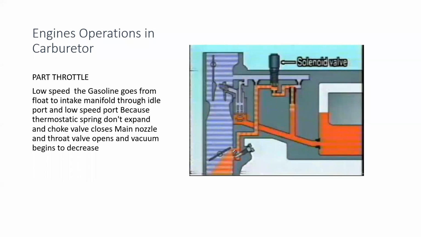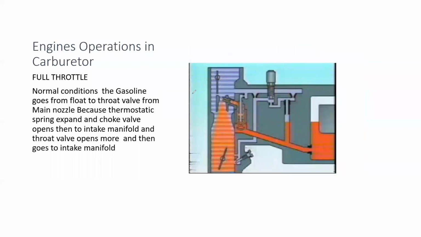So that's why the fuel is coming up here. So next, if we go to the full throttle, see now the full valve is completely open, so there's no vacuum here, right? There's no vacuum here, but there's a vacuum here because there's a venturi. So now fuel is actually coming from this way.